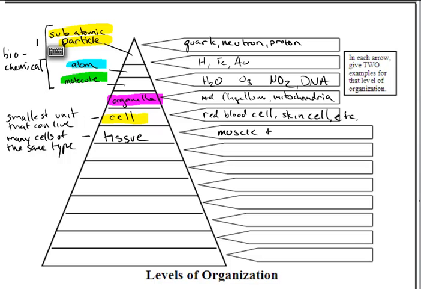Very good. Then different tissues can be combined together to work together on one common function. What is that called? Tom? Yes, an organ, very good. So we have an organ then. Can anyone give me an example of an organ?